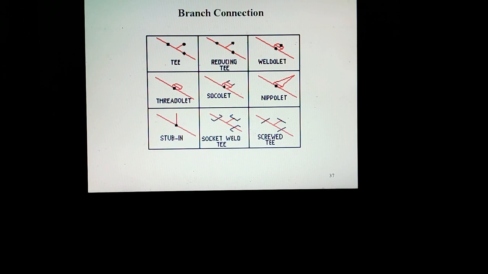In case of reducing T, weld outlet, sockolet, nipolet, thread outlet, and stub in, you will be asked to select the size of the branch pipe through a dialog box. Only valid sizes will be offered for selection of reducing T. The point will have to be picked where the size will be written. For stub in, select the pipe, snap nearest already set. The weld will be put on the pipe, and you can draw the branching line.